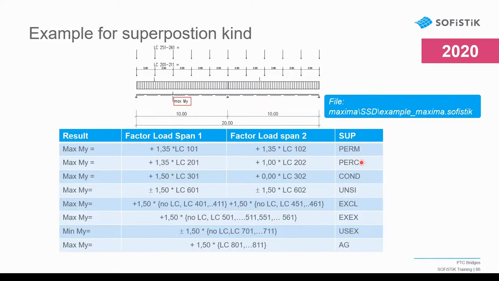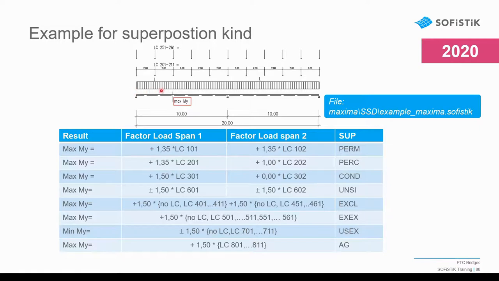So, if the superposition type is set to perk within the action, then the software will know which load case gives favorable or unfavorable effects, and then it's going to use the corresponding unfavorable safety factor or the favorable safety factor. Okay, now let's see the next case.